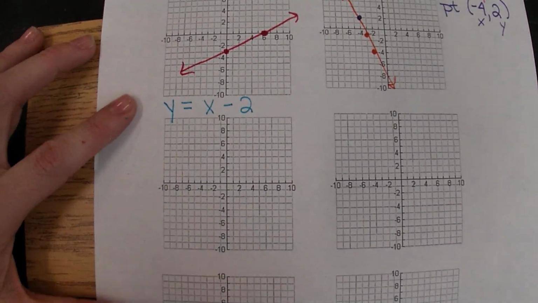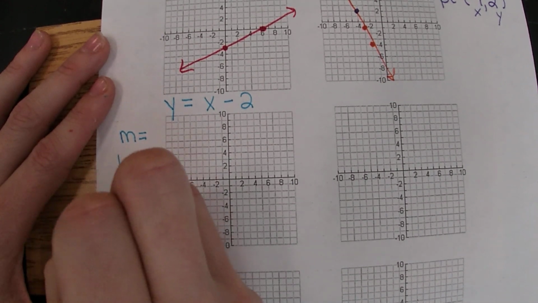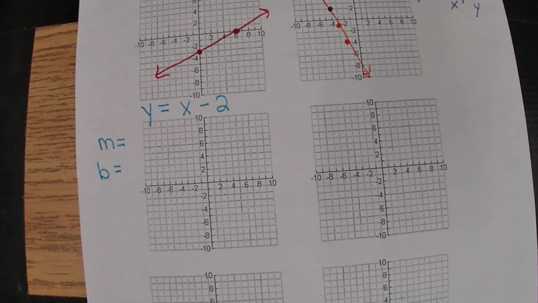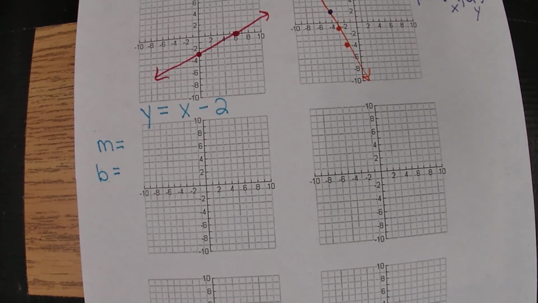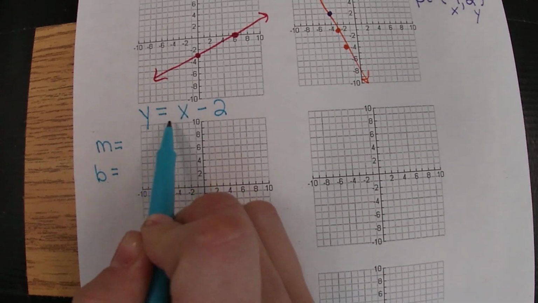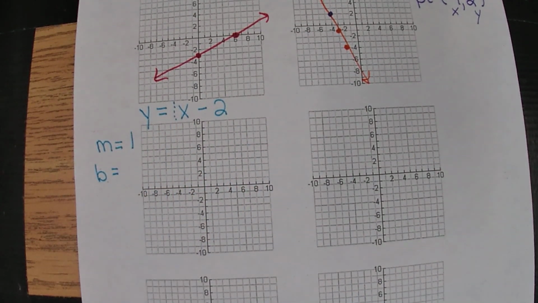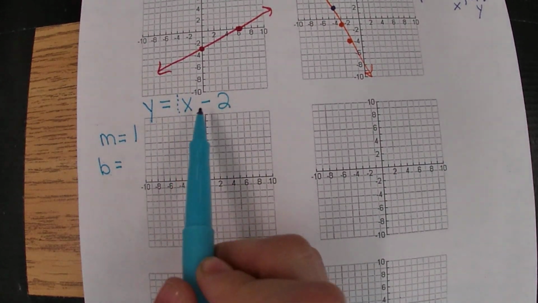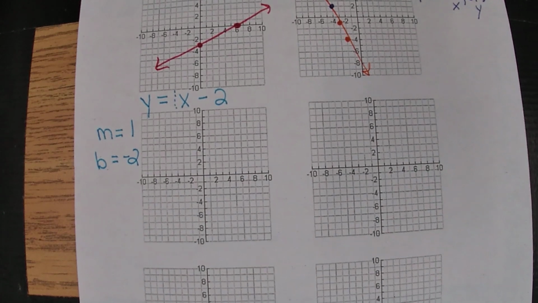In slope-intercept form, we can find a slope and a y-intercept. The slope is always the coefficient, remember, the number in front of x. Right here, we don't see anything in front of x, which means there's really a 1 there. And our y-intercept is -2.